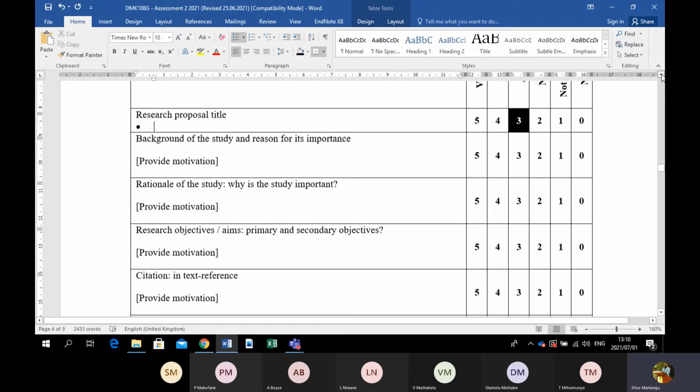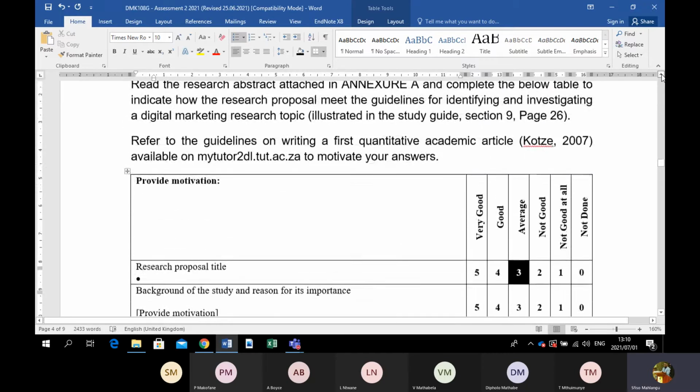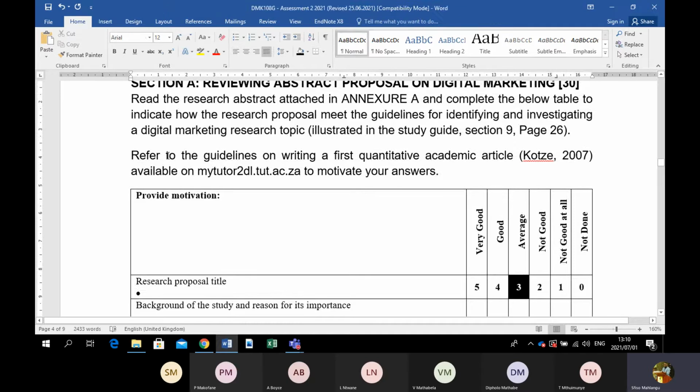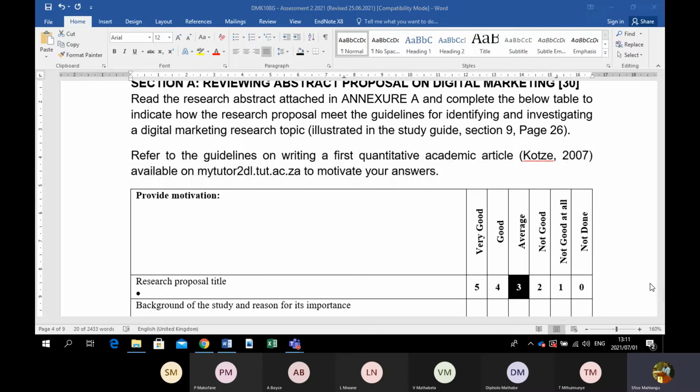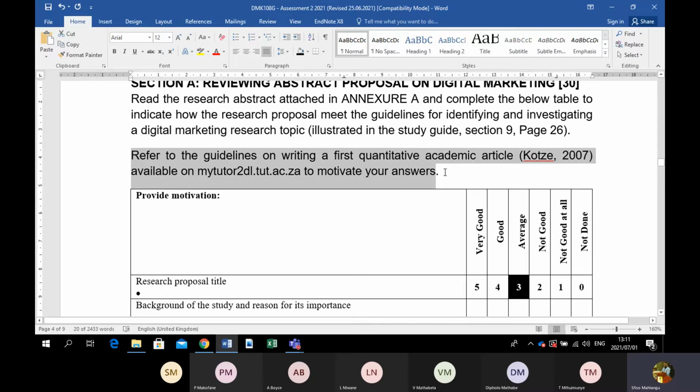itself, we suggest or we recommend one of the sources, which says refer to the guidelines on writing a first quantitative academic article, and those guidelines are published by Gutier in 2007, and they are available on Brightspace. So you can use that as well. Actually, this is more than a recommendation, because you still have to develop a research proposal. And when you develop a research proposal, you'll be using these guidelines.